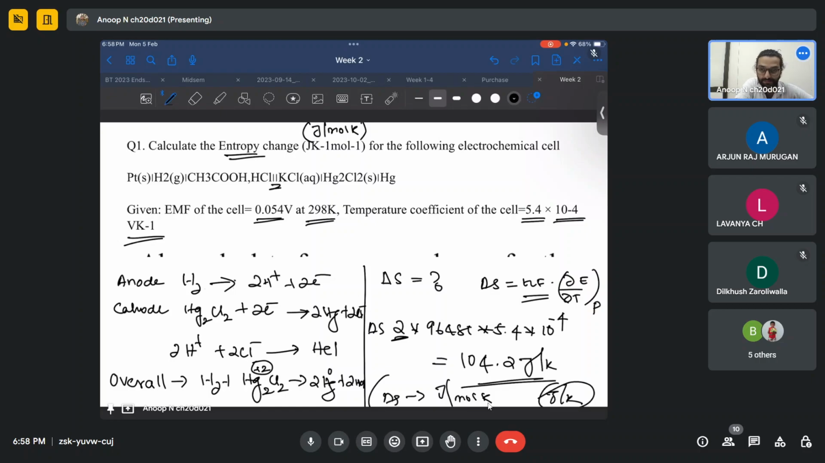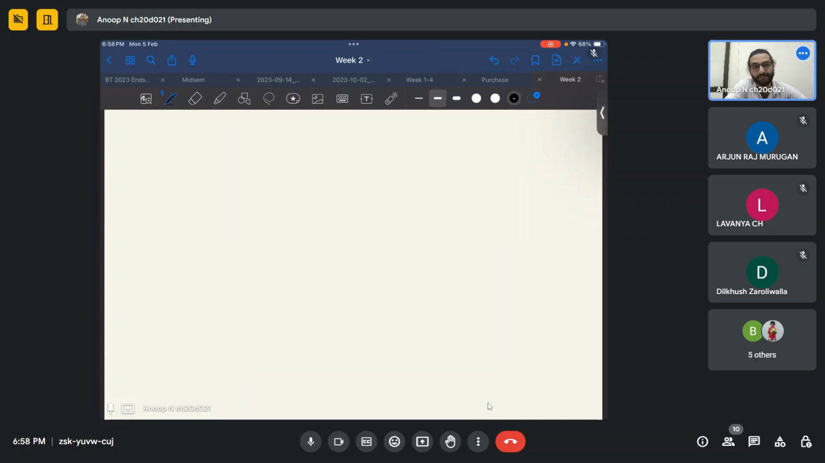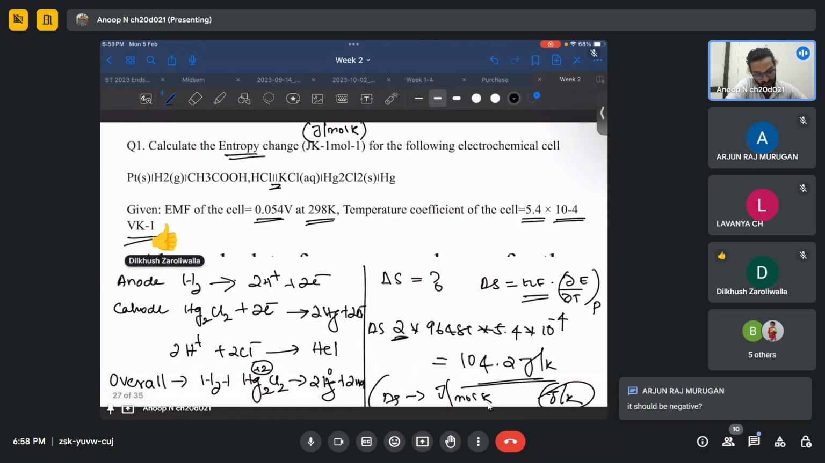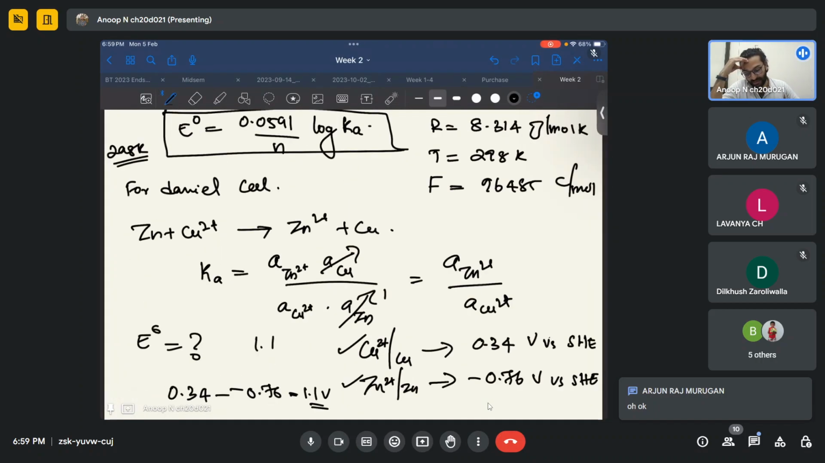Is it clear? Which one? The negative sign. You're telling delta S. Please show the slide again. Yeah, delta S will be positive. One second, I'll come back to the slide. So delta S will be coming positive.